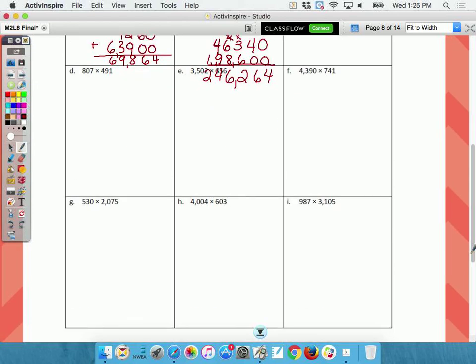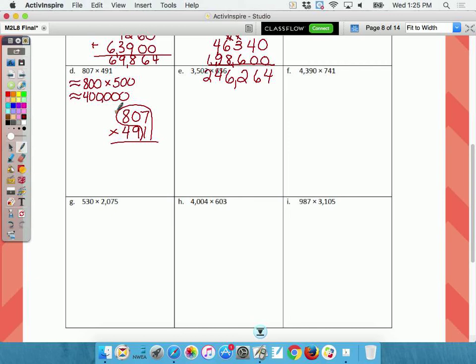What would I round 807 to? 800. And 491 rounds to? 500. Okay, so 8 times 5 is? 40. How many zeros do I add? 3. So 400,000. 807 times 491. Let's talk through this.